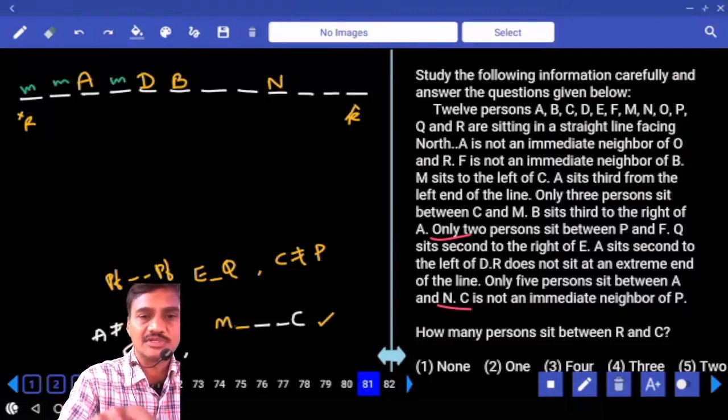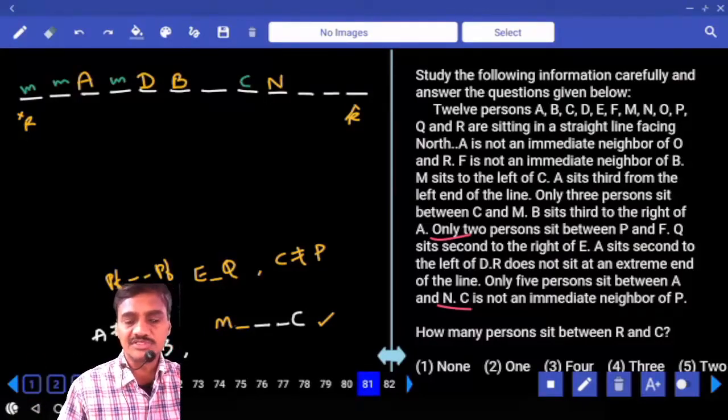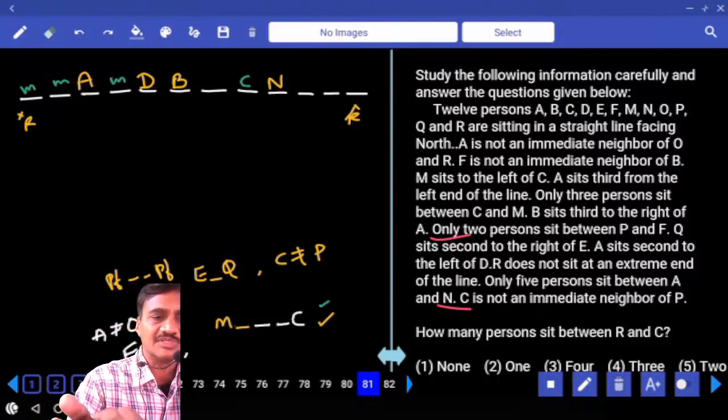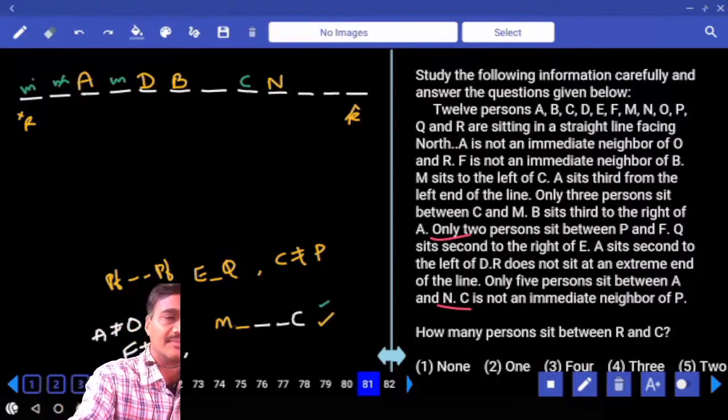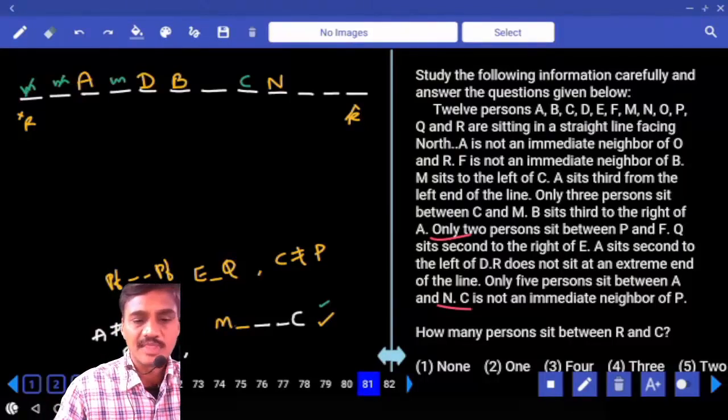If M is here, 1, 2, 3, then C will be at this place, isn't it? And if C is here, M and C, then P and F. P and F must be adjacent to each other. M cannot be in these 2 places. M is here. P and F are adjacent to each other.